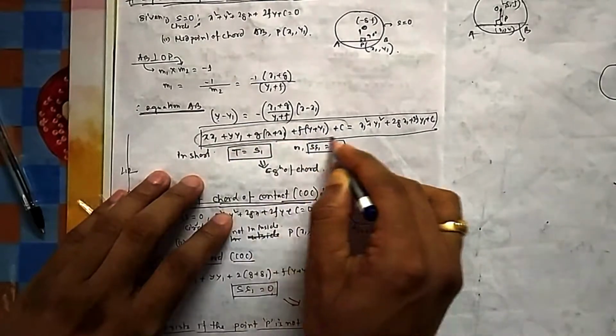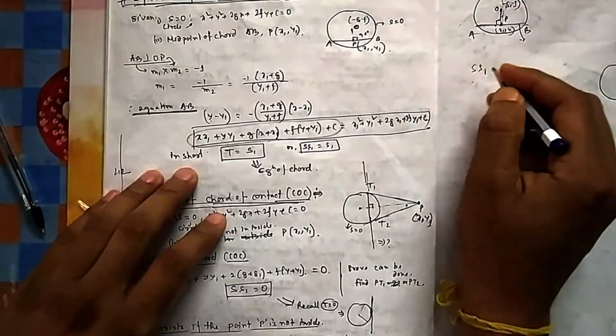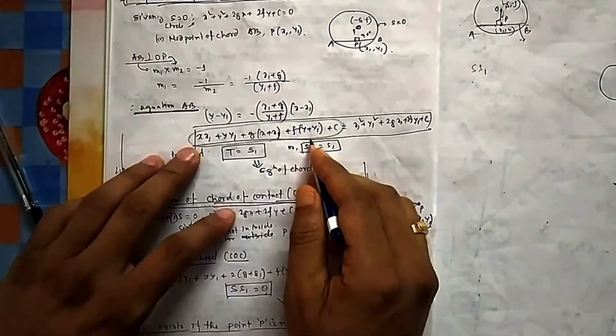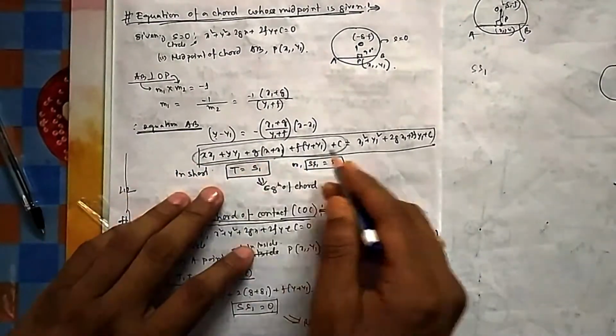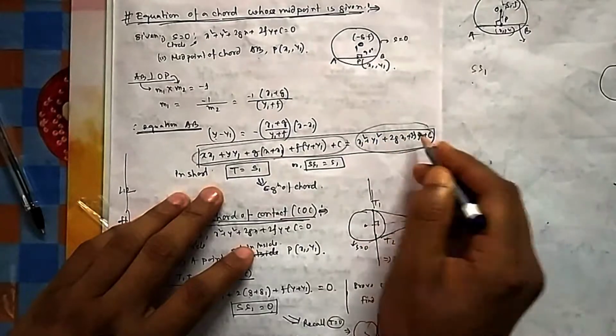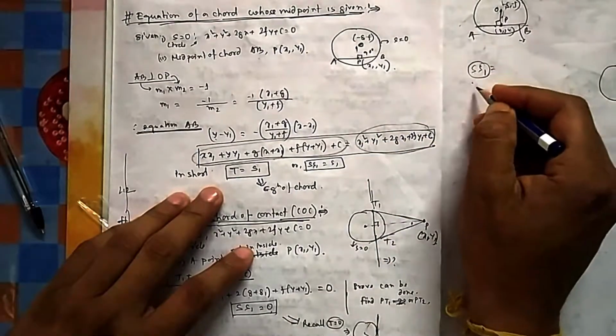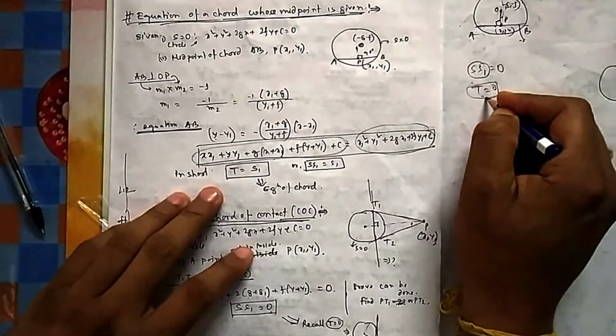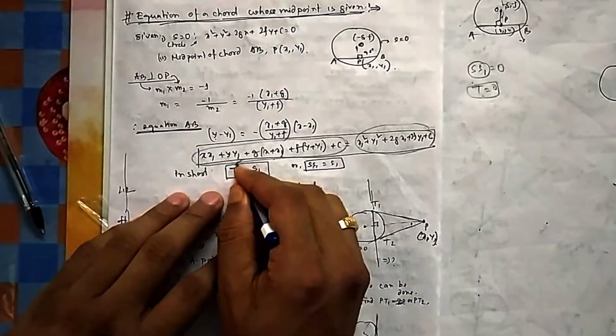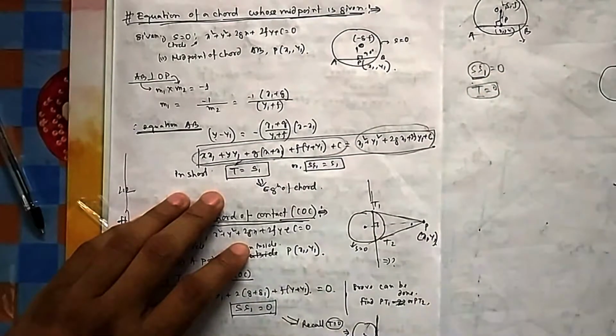What is this one? This is SS1. In short form we have written SS1. How to make SS1 I have explained in earlier lectures. So this is SS1 and this is nothing but S1. SS1 equal to 0 was the equation for the tangent. So in short form this is also written as T. SS1 is nothing but representing the tangent.